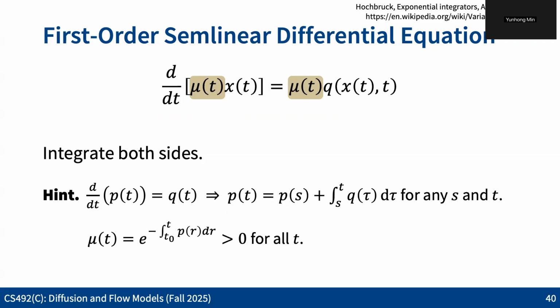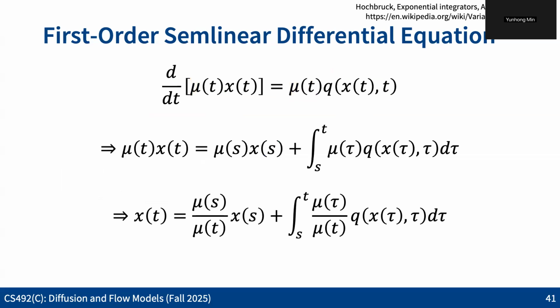Then the rest is more straightforward. We just take the integral of both sides, and since the mu function is non-negative, in fact positive, we can also divide everything by mu_t. So you can see that we can easily derive an analytic solution for the first-order semi-linear ODE formulation. We are going to leverage this fact to introduce a more efficient ODE solver for the PF ODE formulation.